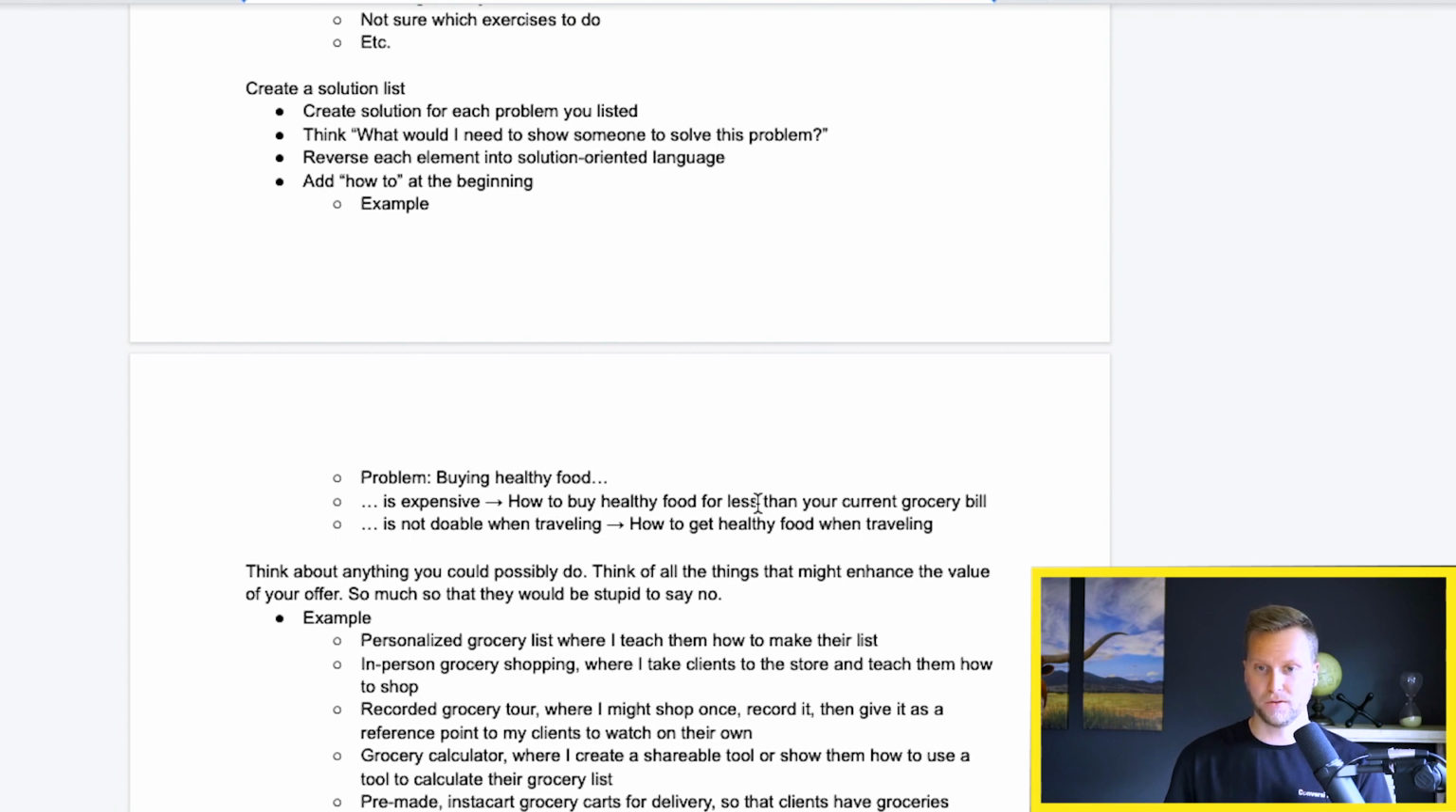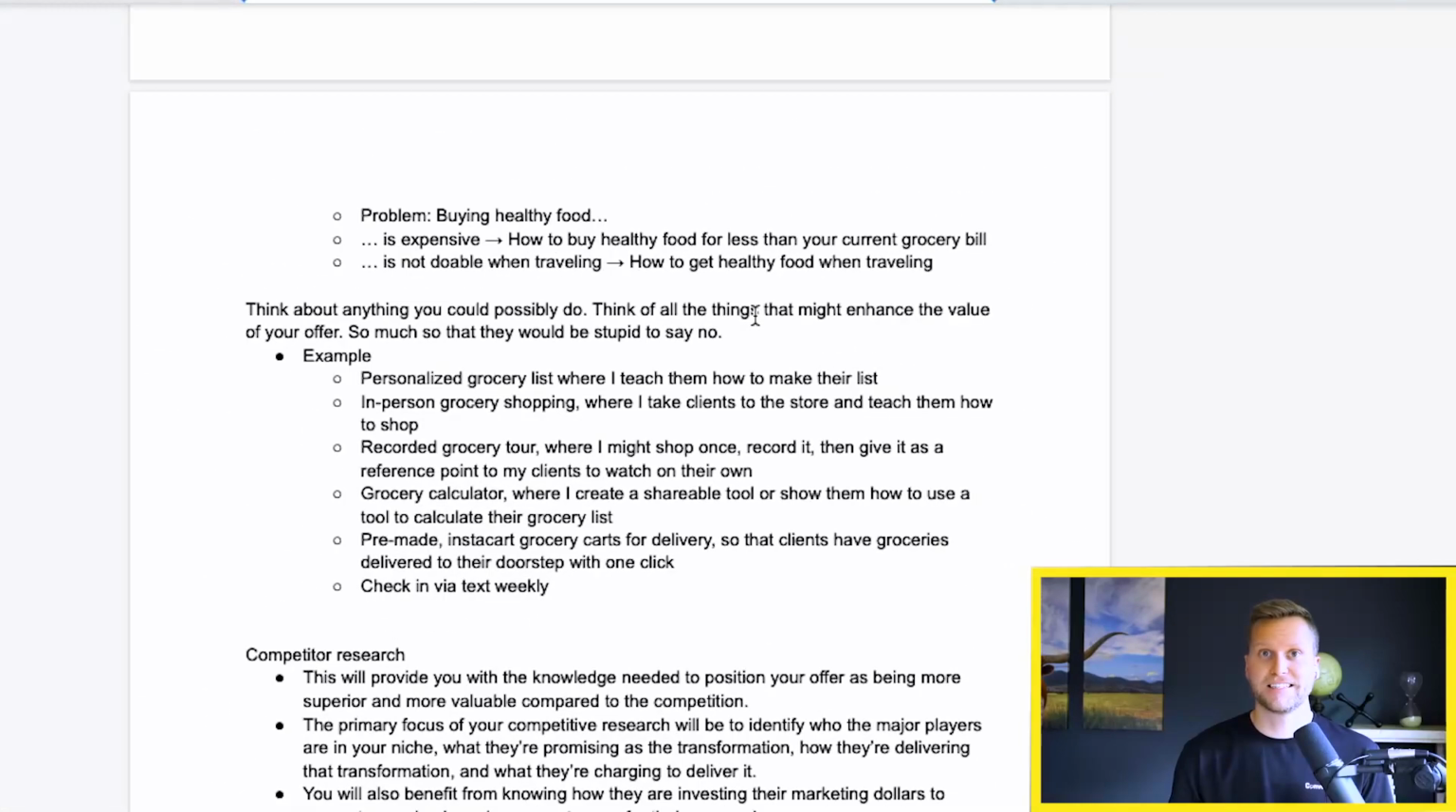How to buy healthy food for less than your current grocery bill. Next thing you want to do is think about anything that you possibly can do. Think about any way that you specifically can enhance the value of your offer so much that they feel stupid saying no. And an example for buying healthy food, like personalized grocery list.